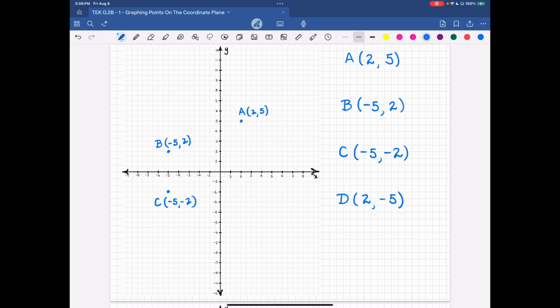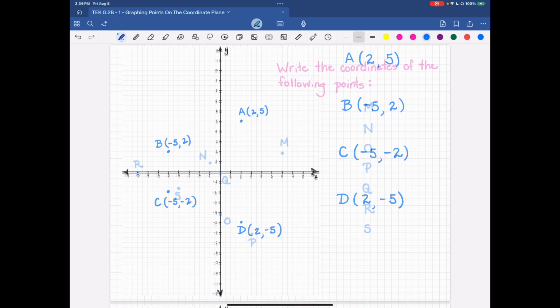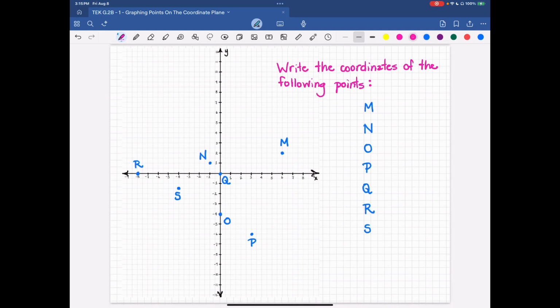Point D says that we go over 2 and down 5. So my point D is located here. I'm going to draw a dot, I'm going to put D, and I'm going to write the location as (2, -5).